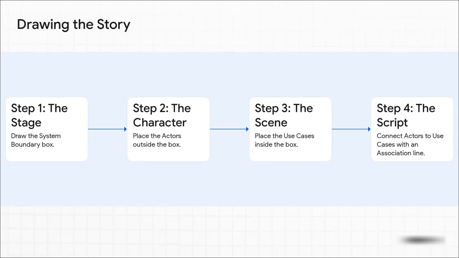It really is this simple, just 4 steps. First, you draw your big box. That's the system, our film set. Then you put your stick figure actors outside the box.